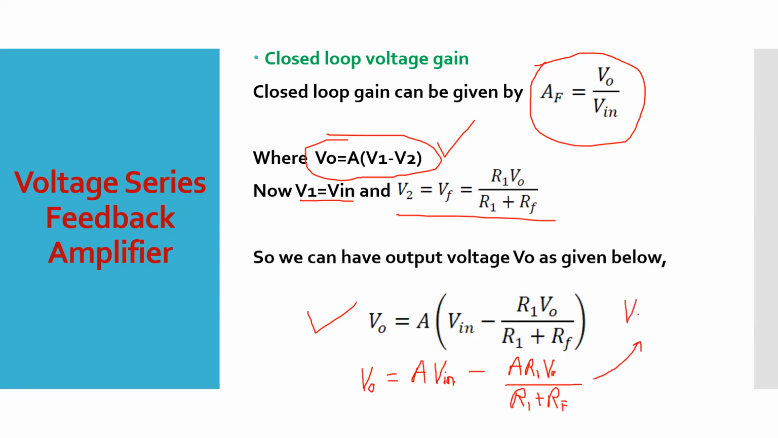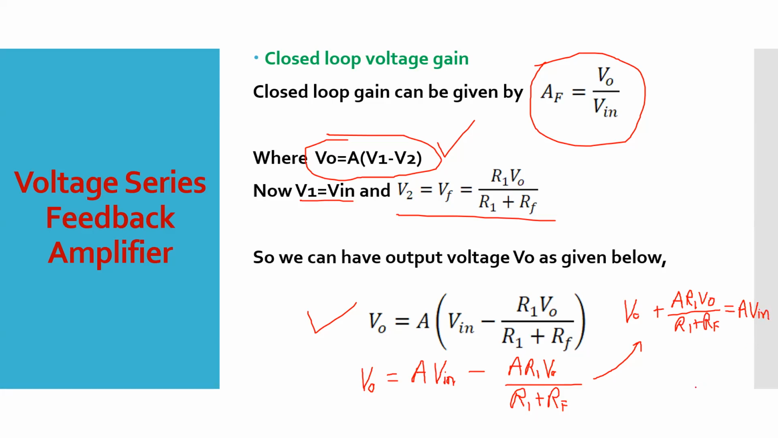On the other side, I can take V0 as it is. Now minus AR1 V0 upon R1 plus RF. When we go on this side, it will become plus. So I can say V0 plus AR1 into V0 divided by R1 plus RF. Can I do like this? And this is equal to what? Only the term remaining on this side is A into Vin. Am I right?